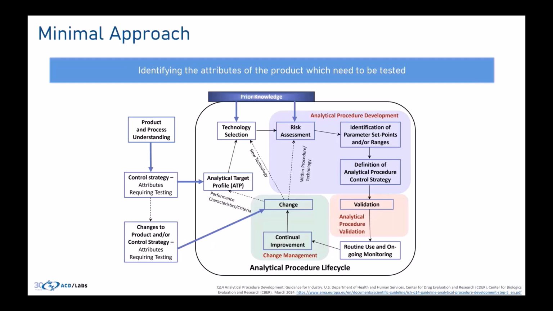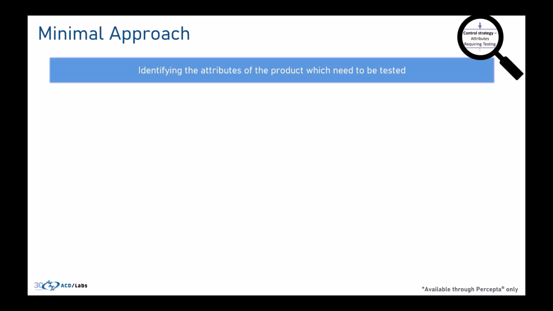Attributes requiring testing are defined in the control strategy. They inform the ATP and are informed by the product and process understanding. So what kind of tools are available to give product understanding so that we can determine which attributes to test? Today, we're focusing on applications of ICH Q14 in HPLC, UPLC methods.